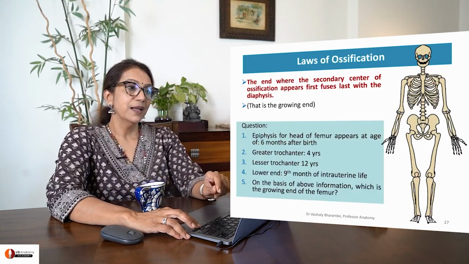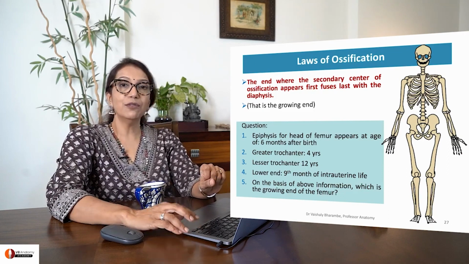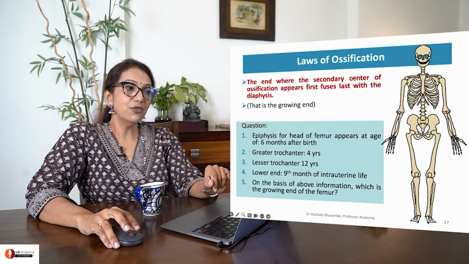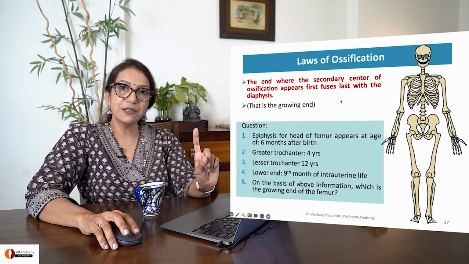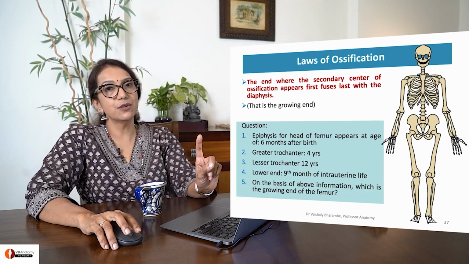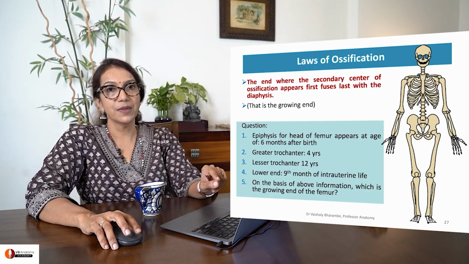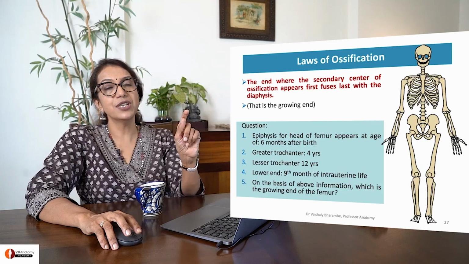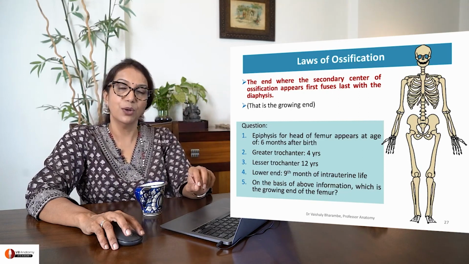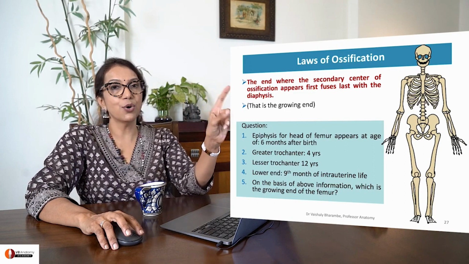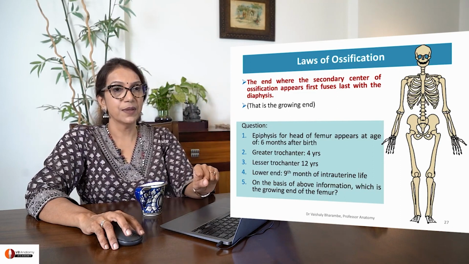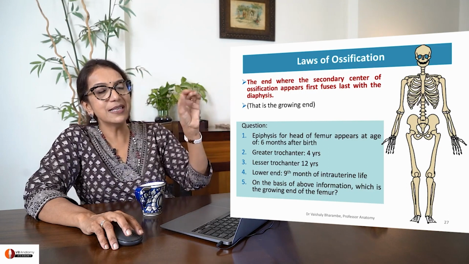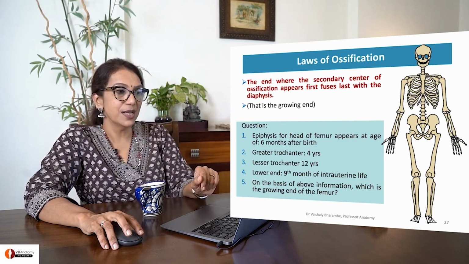Right, so we now come to a law. The end where the secondary center of ossification appears first fuses last with the diaphysis. The end where the secondary center appears first fuses last with the diaphysis. That end is called the growing end. Put that in your brain. I'm going to keep this sentence and let's solve this question.